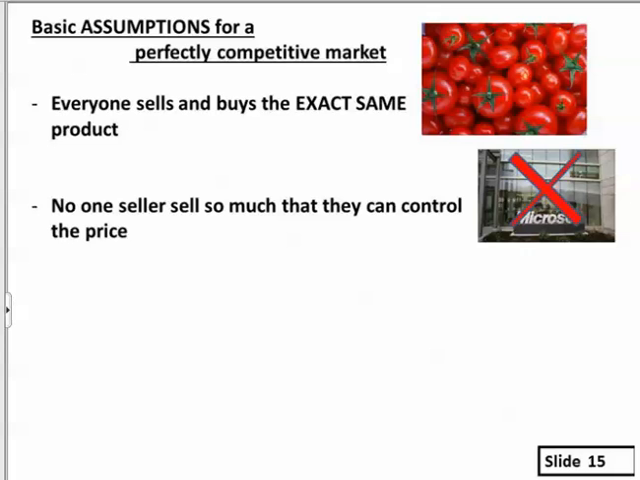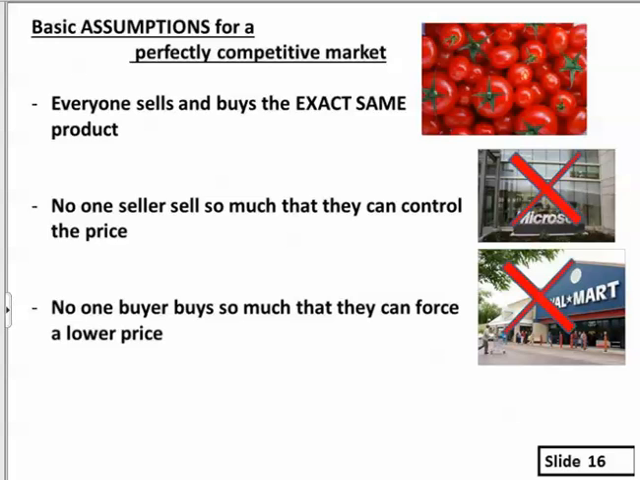We also assume that no one seller sells so much that they can control the price. And you see our example over there on the right is Microsoft. They are the 800-pound gorilla in the room when it comes to computer operating systems. They have something on the order of 82% of the market, something like that. And Apple has another 16% of the market, and the rest is spread between just a few other producers, Linux, Unix, what have you. Okay, so in a free market or a perfectly competitive market, no one seller sells so much that they can control the price.